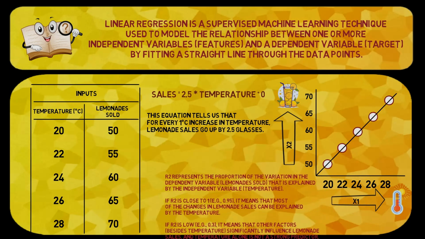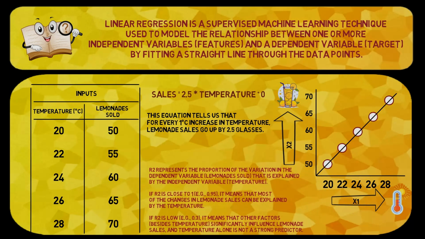R squared represents the proportion of the variation in the dependent variable, lemonade sold, that is explained by the independent variable, temperature. If R squared is close to 1, for example 0.95, it means that most of the changes in lemonade sales can be explained by the temperature. If R squared is low, for example 0.3, it means that other factors, besides temperature, significantly influence lemonade sales, and temperature alone is not a strong predictor.